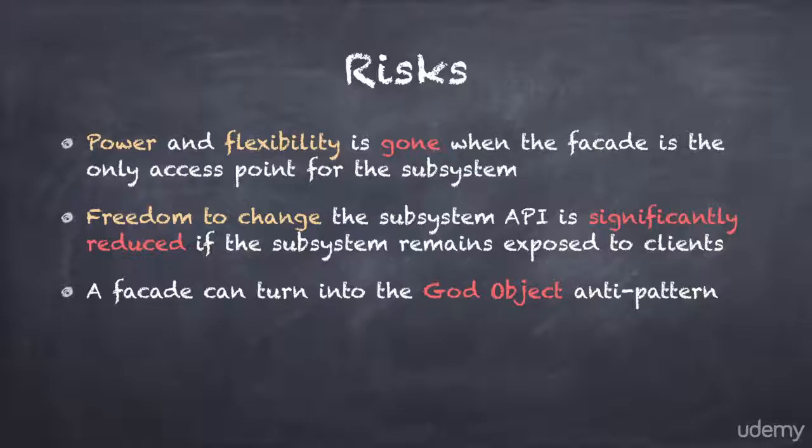And finally, a facade can quickly turn into an anti-pattern. If the subsystem covers, say, more than 90% of your application architecture, then the facade effectively becomes a God object. This is an all-knowing and all-seeing master object that controls every aspect of your application.